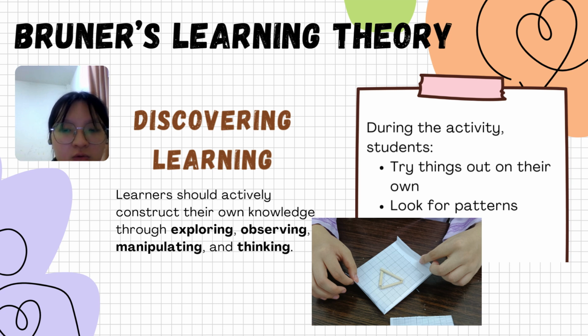In our stick triangle investigation, pupils are encouraged to try things out on their own. They physically manipulate the chopsticks to form different triangles, testing which combination of sides successfully close into a triangle. At the same time, they look for patterns such as which triangles contain a right angle or how the side lengths influence the angles. By doing so, pupils actively build their understanding of geometry relationships, which aligns perfectly with Bruner's principle of discovery learning.